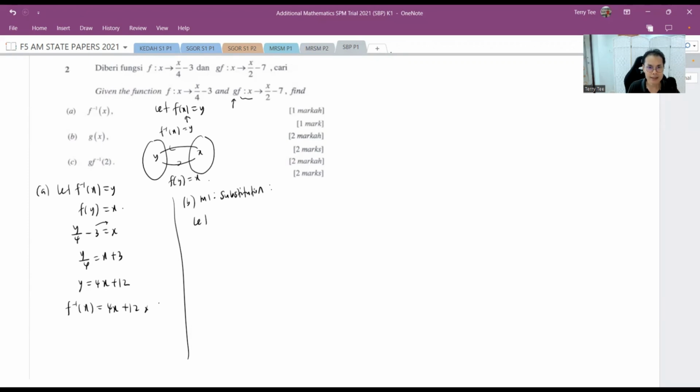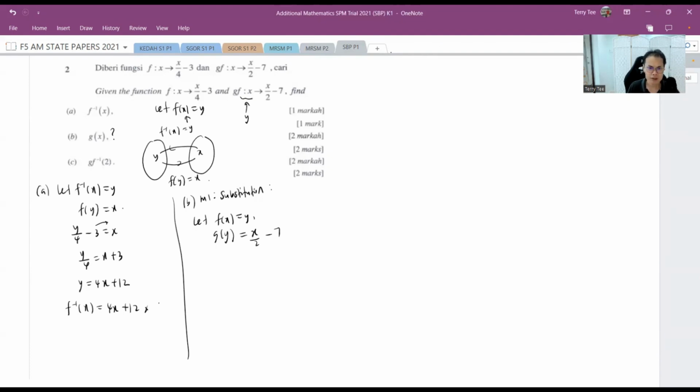We always let the function inside, in this case fx, become y. You can see this is your fx here, and it's now y. So if you sub in, gy is now x over 2 minus 7. Now here's the thing. We don't write fx now, we write this as y. Your gy is now x over 2 minus 7. And I'm finding gx. Before you find gx, you must find gy. To find gy, I must change all the x into y.